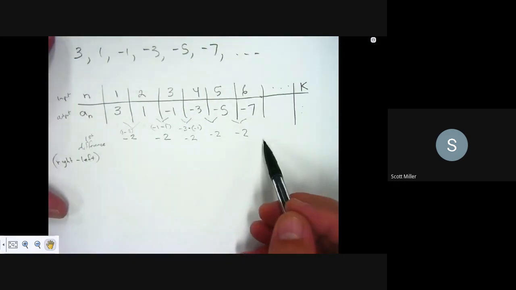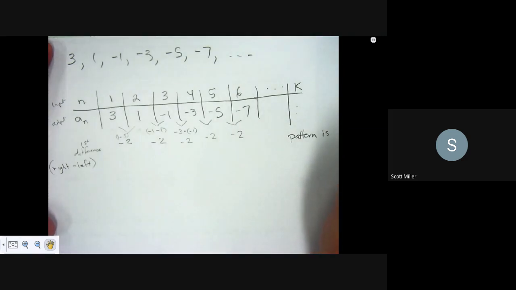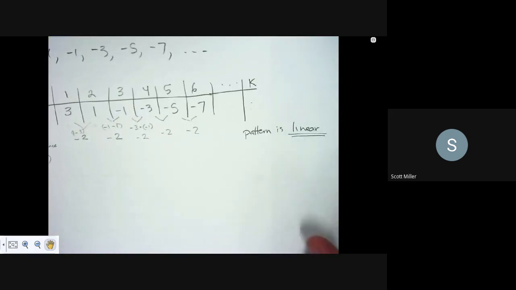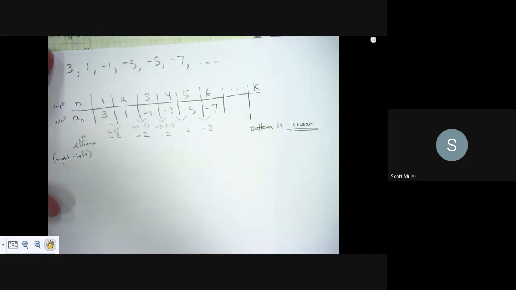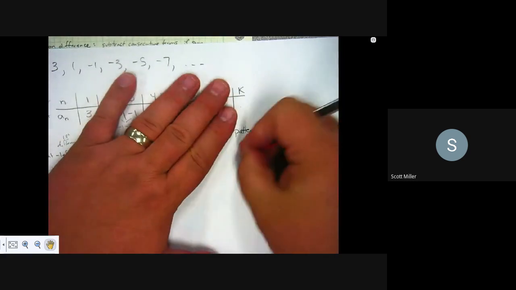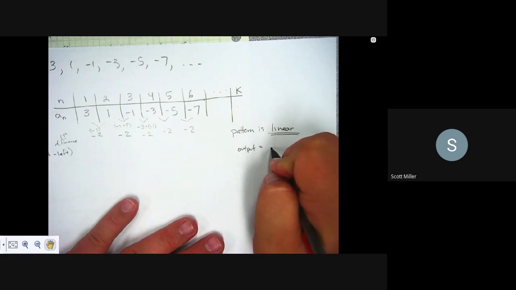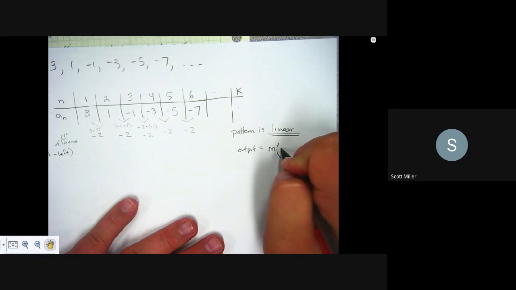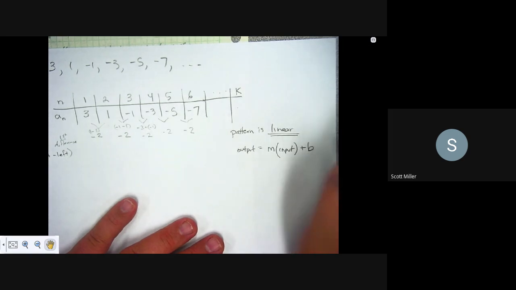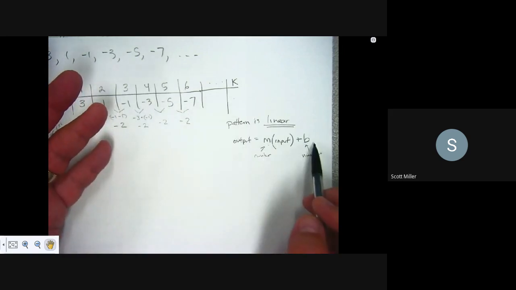If you see this pattern emerging on the first differences, your pattern is linear. And I'll talk about that in a minute, and what that means. The pattern becomes linear. And usually what that means is we have a rule format that usually goes like this. Your output is basically a number times your input plus another number. This is a number, and this is a number. So that means you're going to take your input, times it by a number, then add another number. This is linear in nature.